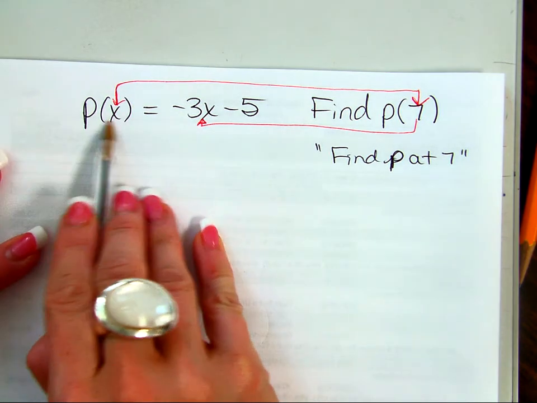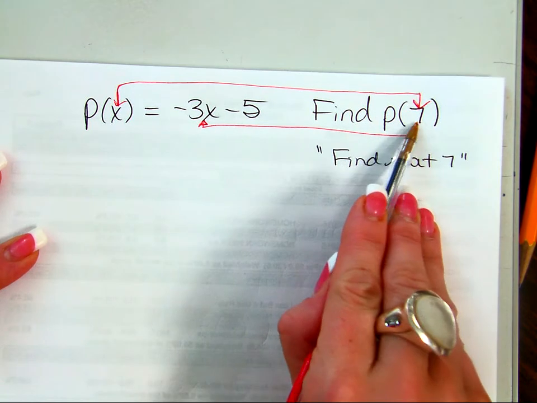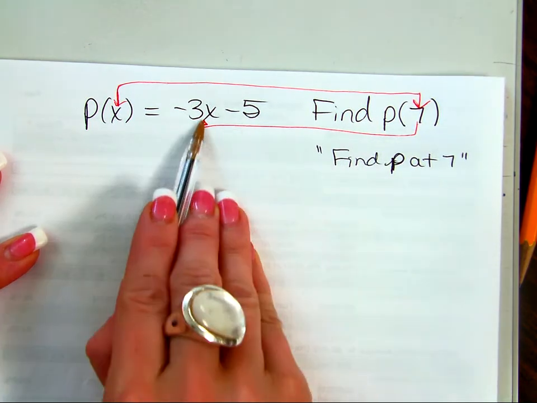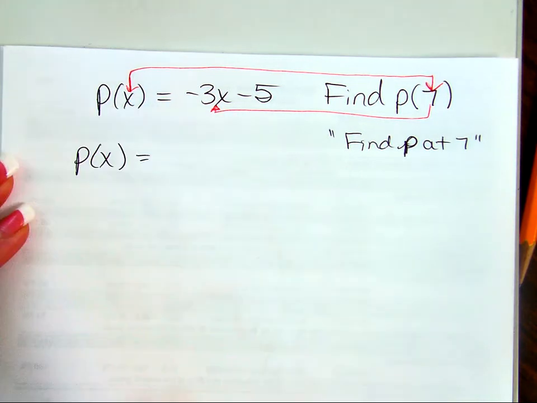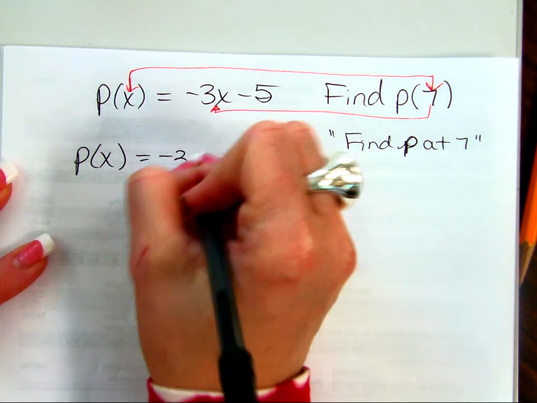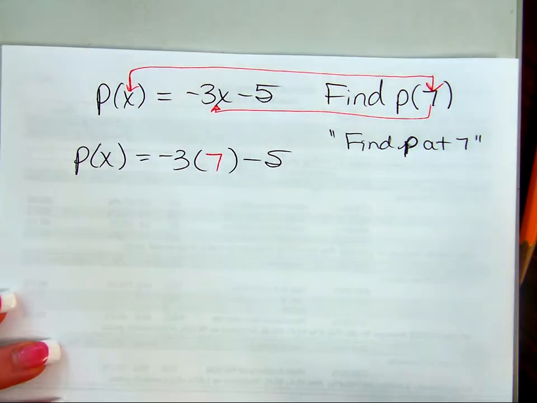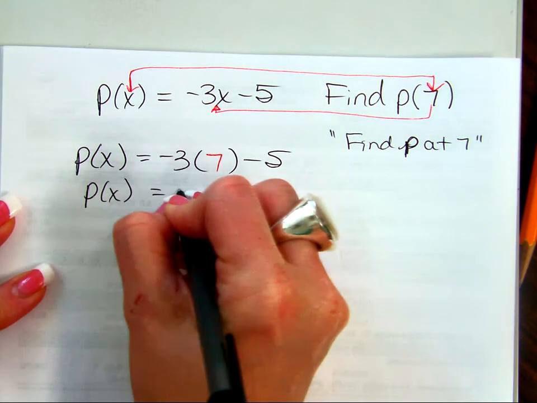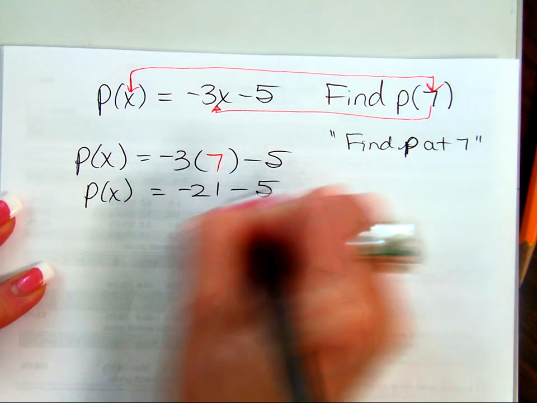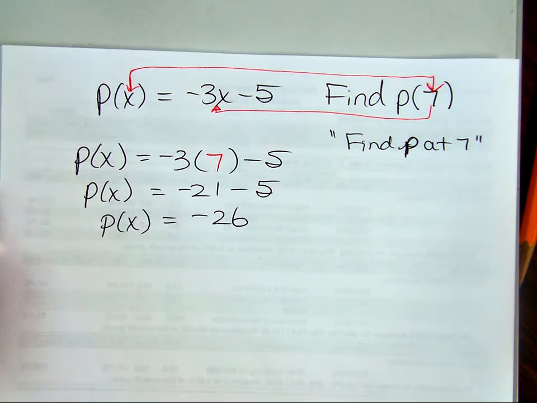I look in the parentheses. It's usually the X in the parentheses. But now in the parentheses is 7. That must mean X is 7. So that means that this stays P of X. This becomes 7. And I know you're used to the Y. Just P of X is equal to negative 21 minus 5, which means P of X is equal to negative 26. Okay, but look where I'm at.